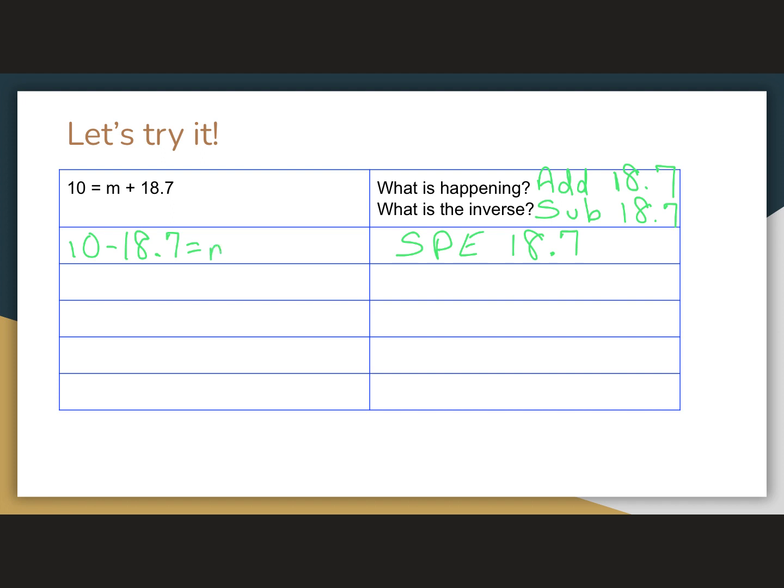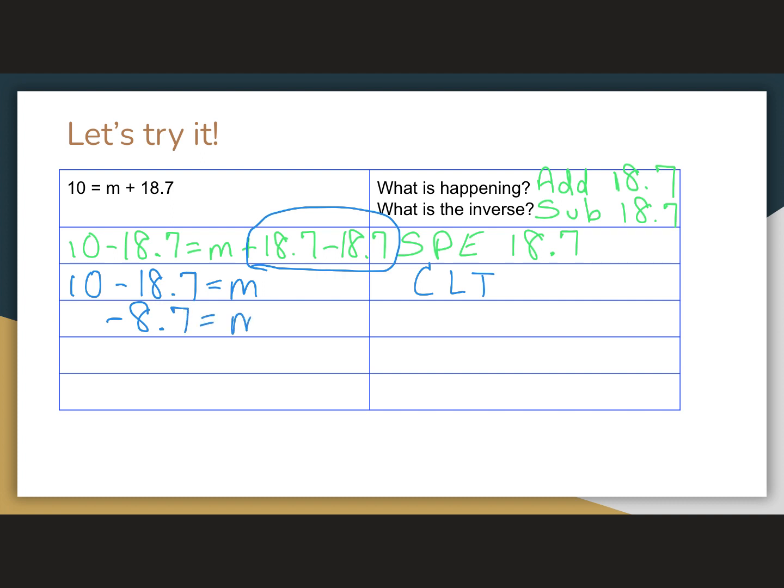So I have 10 minus 18.7 equals m plus 18.7 minus 18.7. Just like before, these are going to cancel. Plus 18.7 minus 18.7 goes away. So I'm left with 10 minus 18.7 equals m. Now I'm going to combine my like terms. Well, 10 minus 18.7 leaves me with negative 8.7 equals m. Once again, I can check by putting that in for m and checking it on my calculator.